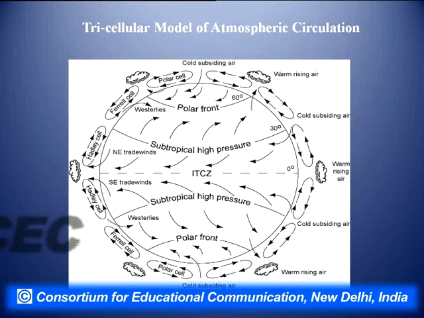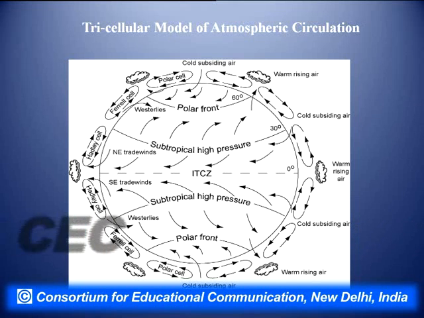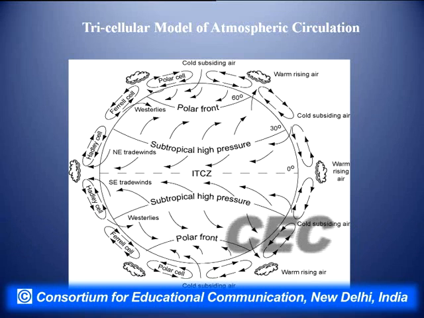Now, I would like to discuss with you the very important tricellular model of atmospheric circulation. Now, you can see the polar front on both sides, the south pole and the north pole. Then we have the three cells: the polar cell, then the Ferrel cell and the Hadley cell.